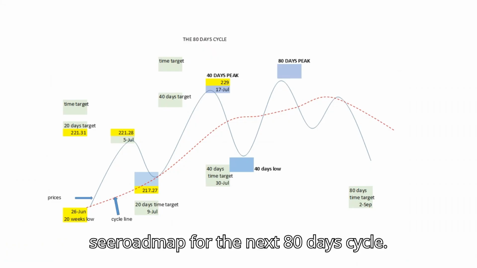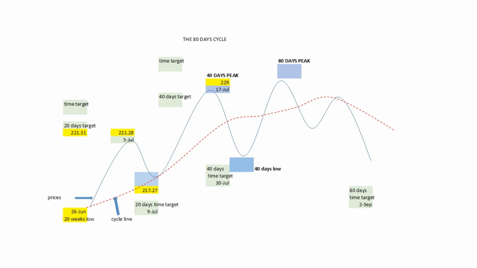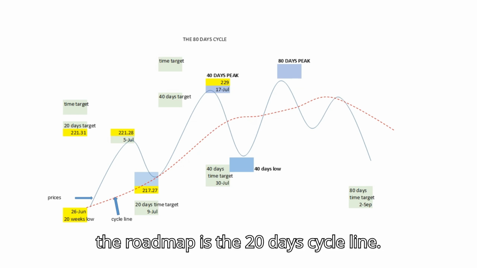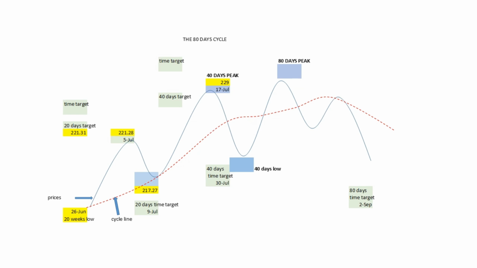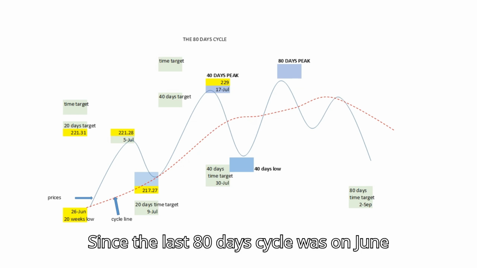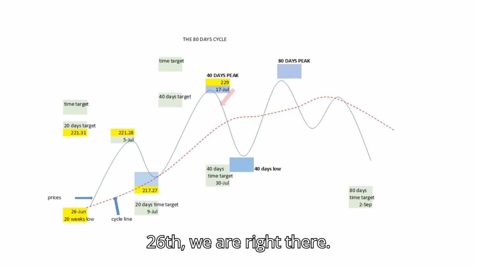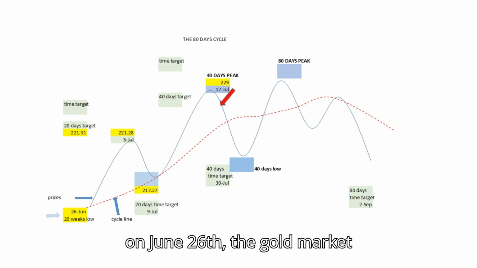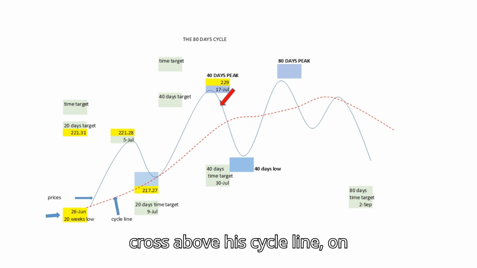Let's see the roadmap for the next 80 days cycle. Just as a reminder, the cycle line used on the roadmap is the 20-day cycle line. Since the last 80 days cycle low was on June 26, we are right there. After forming its last 80 days cycle low on June 26, the gold market crossed above its cycle line.